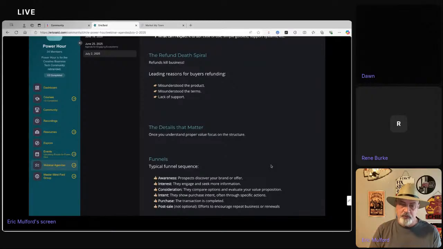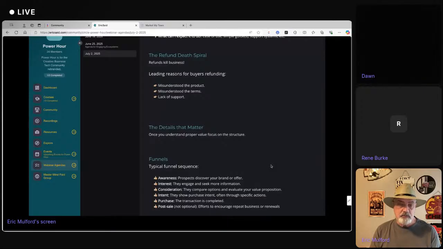And then number 4, the intent. They show purchase intent, often through specific actions. I'll show you what I mean by that in just a minute, but you keep these things in mind. This is different than your traditional sales funnel today. This is what a funnel was intended to be. When we were talking about funnels 15 years ago, this is what we were talking about. And I think it's time that we return to this because this is really where the value is.